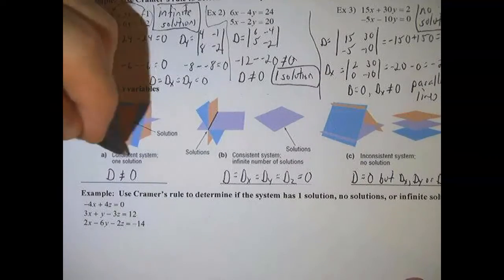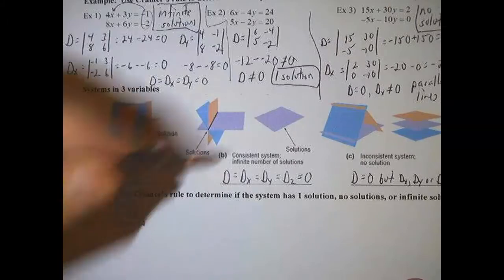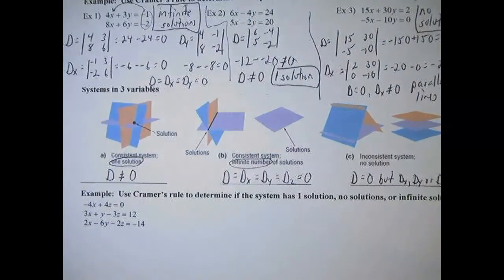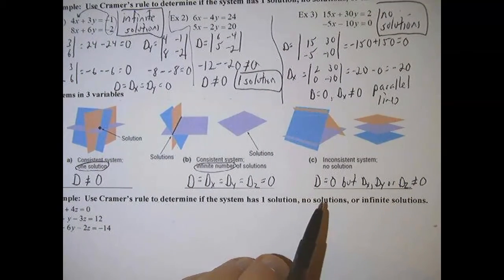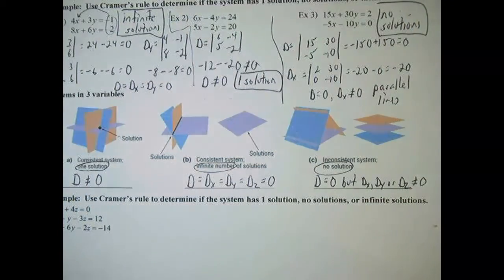The focus here then is on if d is not 0, there's one solution. If they're all 0, then there's an infinite number of solutions. And if d is 0 but one of the others is not 0, then that would be a case with no solutions.